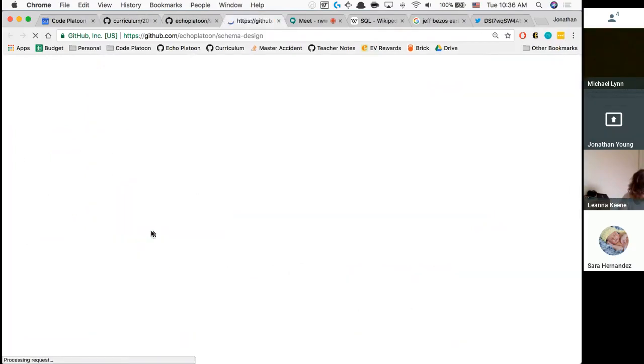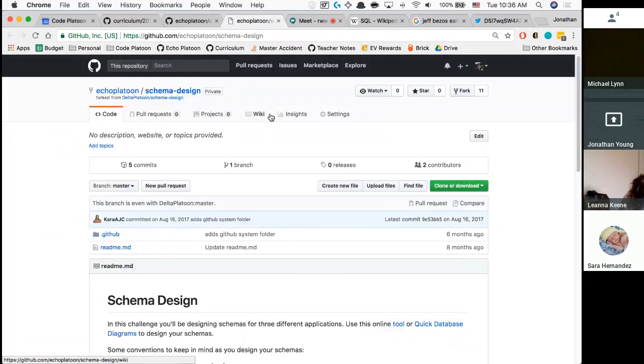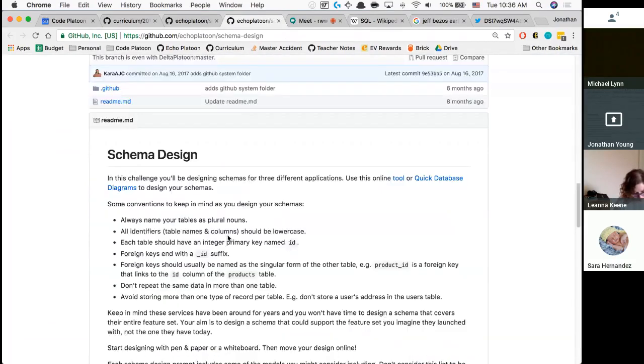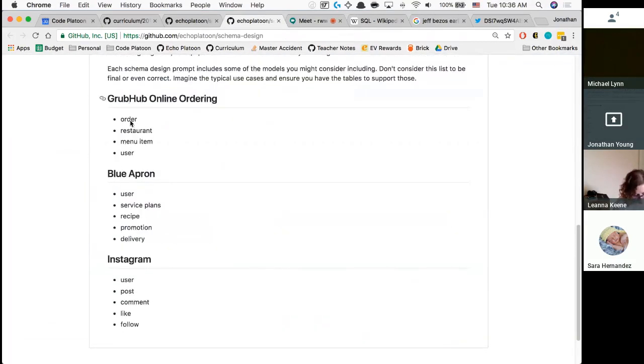We're going to do schema design, which is that thing I talked about where you have to think carefully and figure out which tables do I need, and in each one of those tables, which columns they are going to have. We're going to do 3 things: Grubhub online ordering, Blue Apron, and Instagram. So we have these tables, what columns go inside of them, and how are they joined together? Does a user have many posts? Does a post have many users? Does a user have many comments? How do you associate all of these things together?